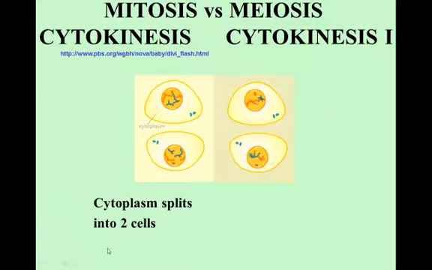Cytokinesis, we're going to split the cytoplasm. Cytoplasm splits into 2. We're going to do that pinch, cleavage furrow, if I'm an animal cell, make a cell plate if I'm a plant cell. And cytokinesis number 1, same as mitosis. Nothing new. We don't have to learn a new phase here.